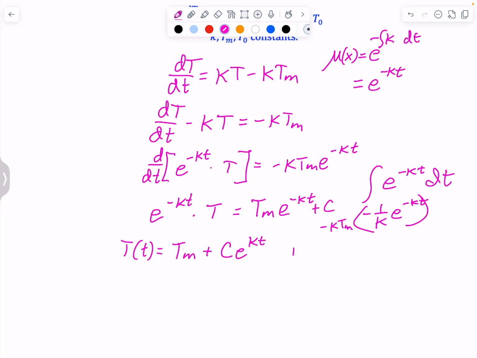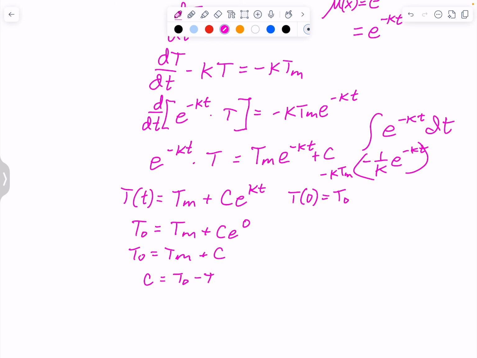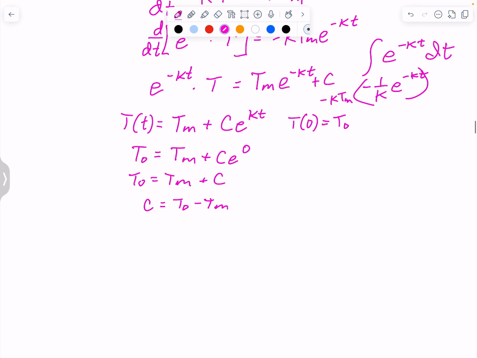The initial condition they gave us here was T of 0 is equal to T naught, just my initial. We're not going to get a satisfying answer here, but luckily the work isn't too bad. I'm just going to plug in T naught into T, and then I get tm plus c e to the 0. Little t was 0. That means that I get T naught equals tm plus c. So c is equal to T naught minus tm. And then now we have our actual solution.